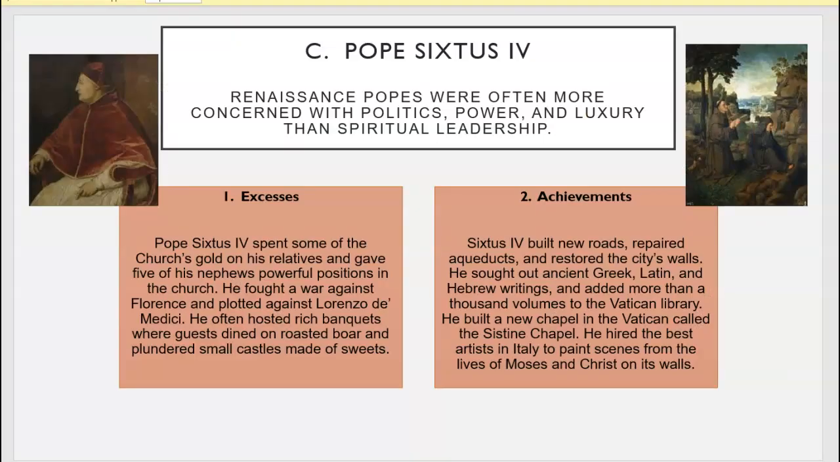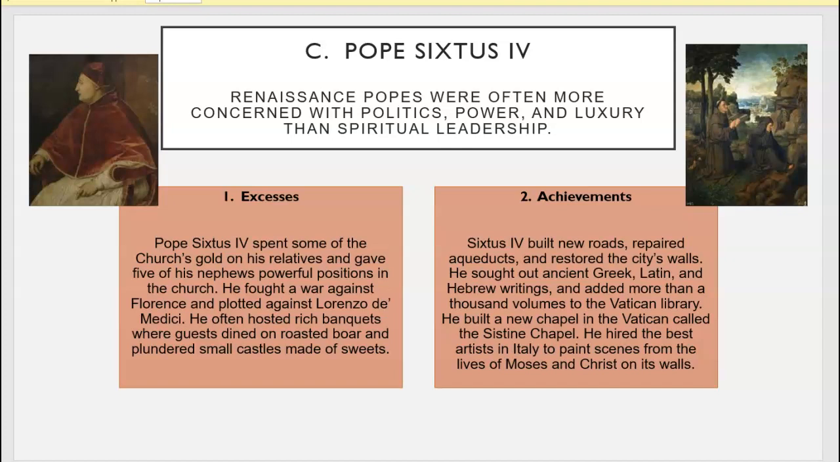Pope Sixtus IV. Renaissance popes were often more concerned with politics, power, and luxury than spiritual leadership. Excesses. Pope Sixtus IV spent some of the church's gold on his relatives and gave 5 of his nephews powerful positions in the church. He fought a war against Florence and plotted against Lorenzo de' Medici. He often hosted rich banquets where guests dined on roasted boar and plundered small castles made of sweets.